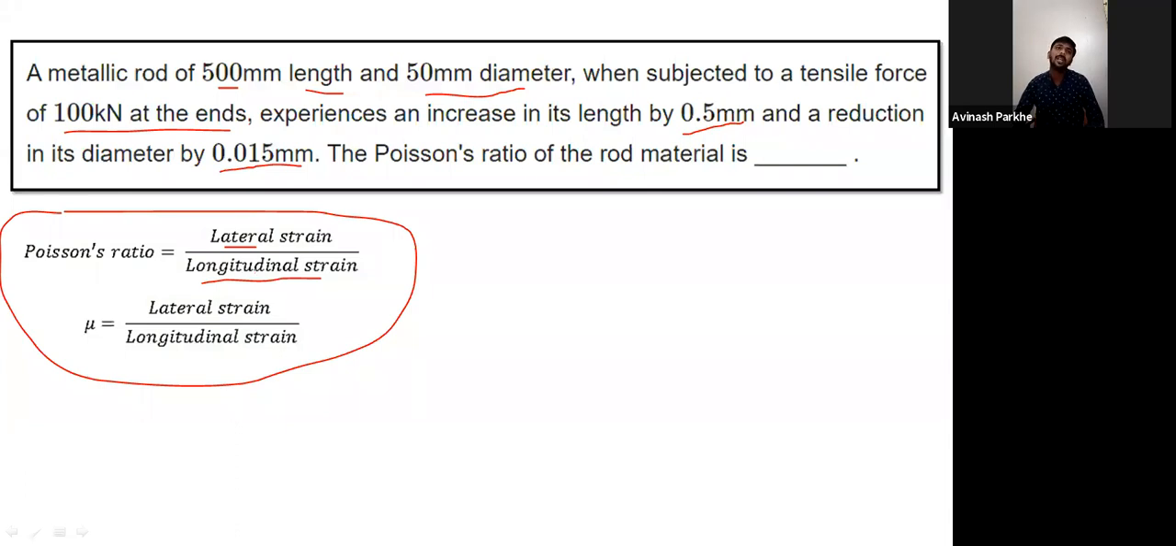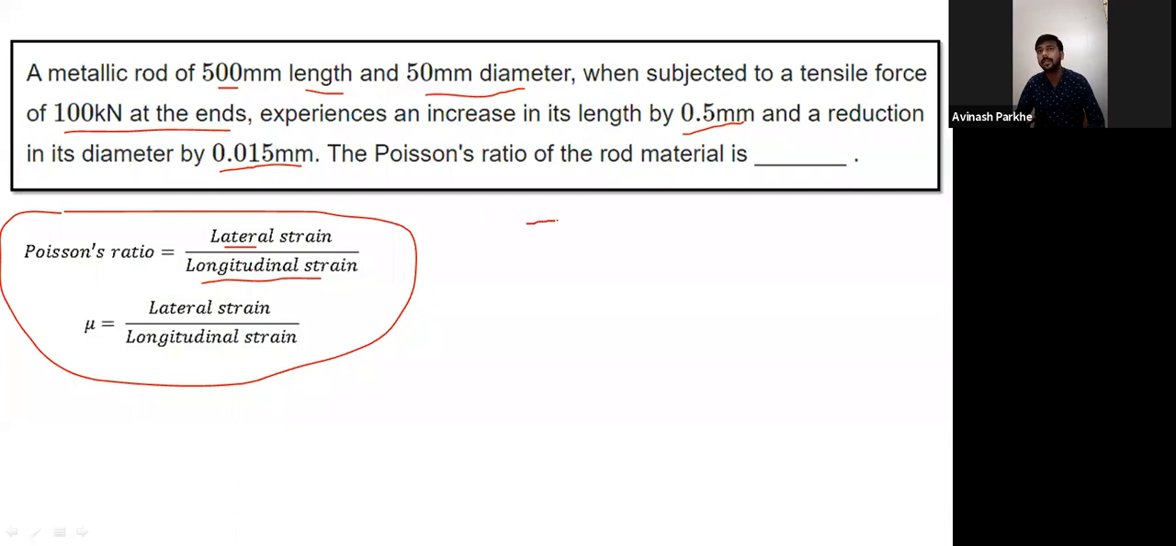So now here, as I have discussed, the linear strain and the lateral strain. The linear is also called the longitudinal. So what is meant by the linear? What is meant by the longitudinal? The strain induced in the direction of force is called a linear or longitudinal strain. And the strain induced perpendicular to the direction of force is called a lateral strain.